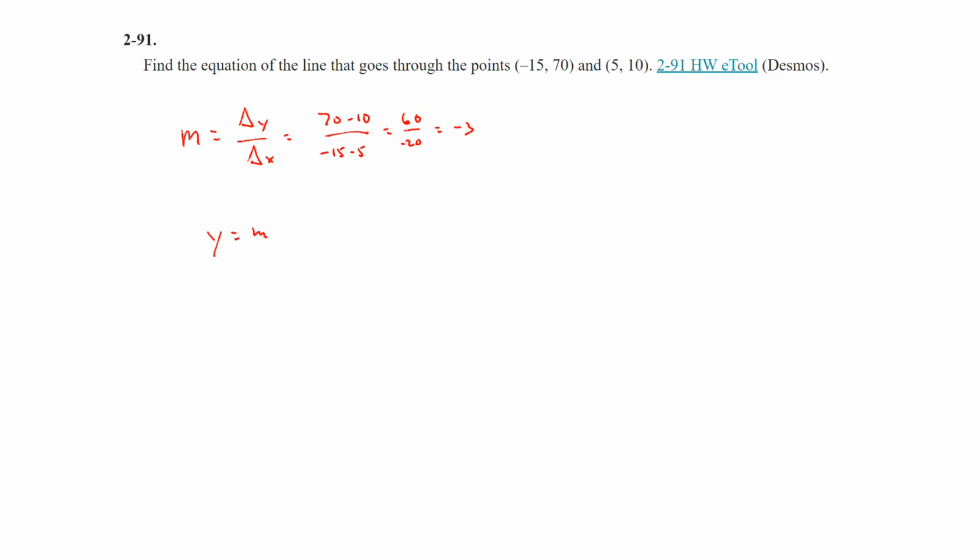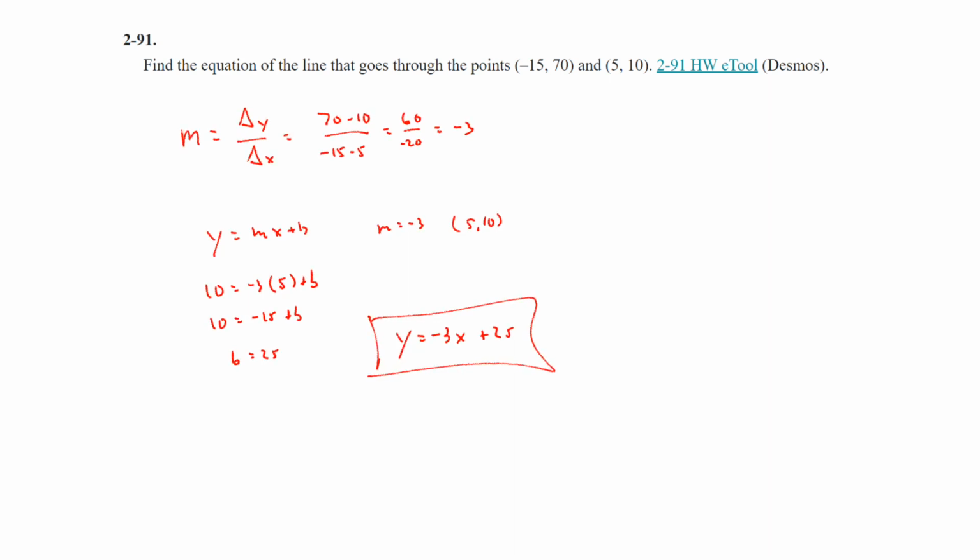And then we can use our slope-intercept form and pick one of the points and the slope that we found and plug that information in. So 10 is equal to negative 3 times 5 plus b, and then we solve for b by adding 15, and it looks like we get b is equal to 25. So therefore our equation is y equals negative 3x plus 25. So once again, finding the slope and the y-intercept to be able to write the equation of the line.